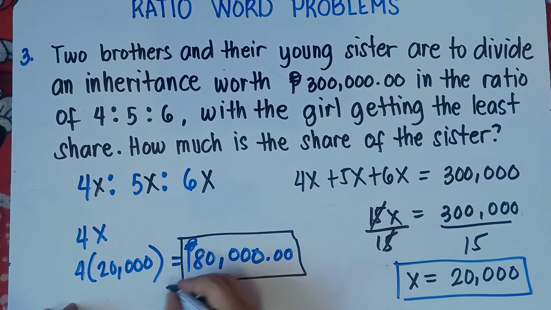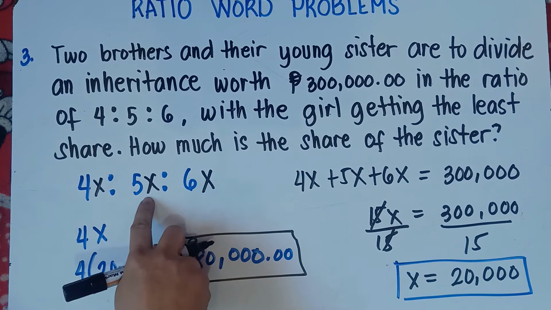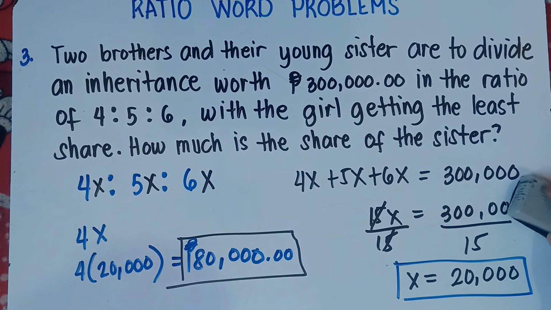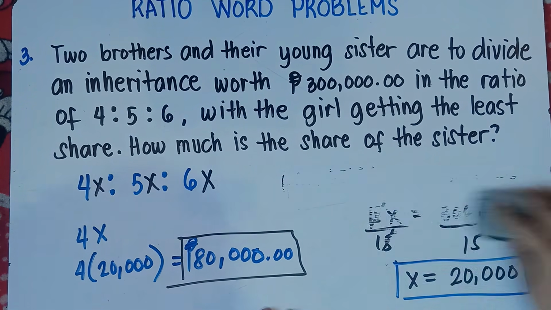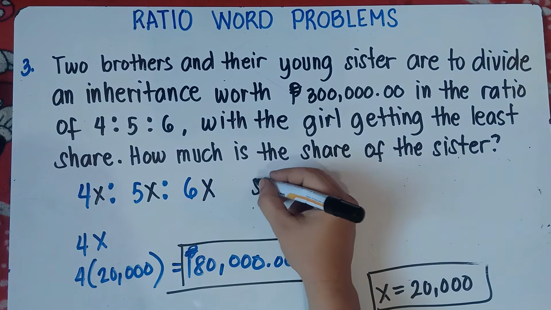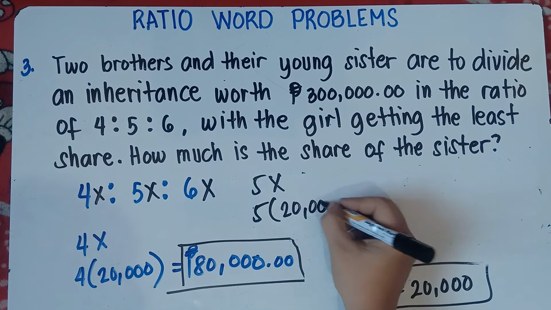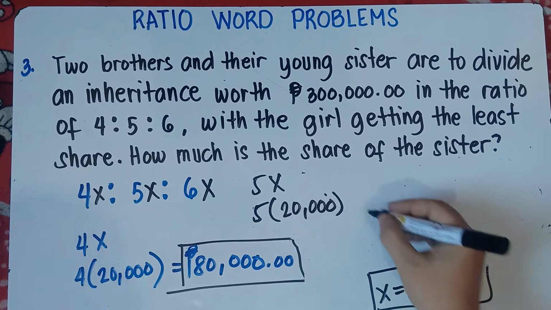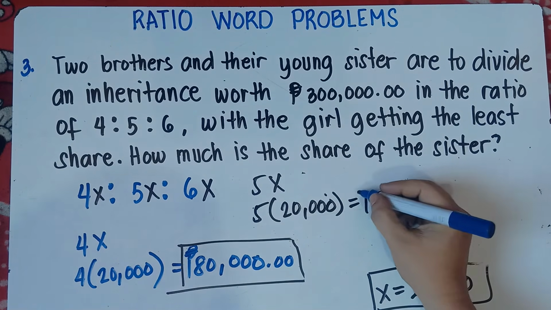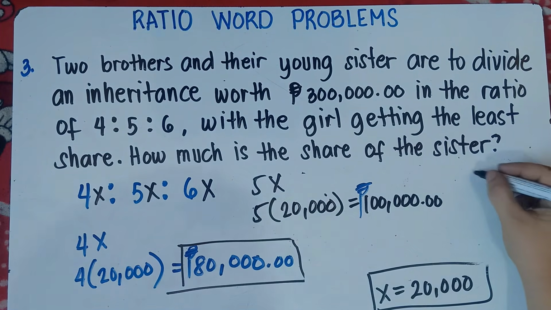Alright, let's check, class, if we get 300,000, if we substitute x into this 5x, so 5 times x. Let me just erase this one, class. I hope you got this one. I will be erasing this part. Once again, our x is 20,000. I will be checking, class, if we get 300,000. That would be 5x. Our x is 20,000. So 5 times 20,000, that would be 100,000. Okay, this is the second share. So 100,000 pesos. And this one, the ratio 6x.